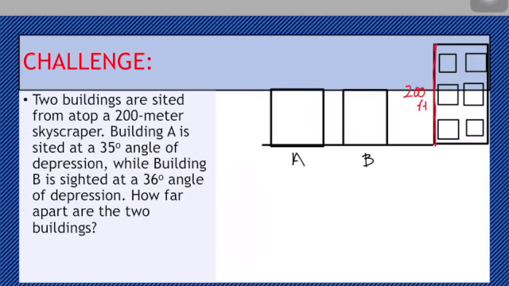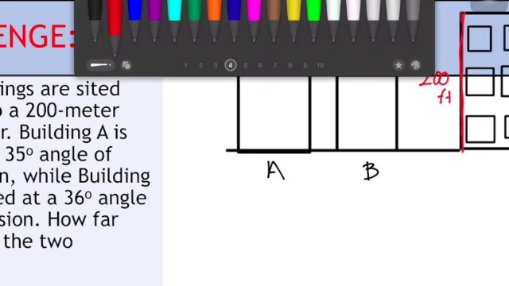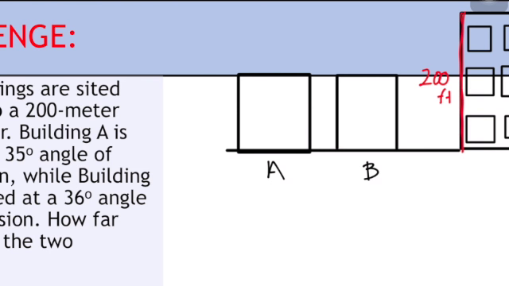It doesn't really matter. Okay, so building A is sighted at a 35-degree angle of depression, while building B is sighted at a 36-degree angle of depression. Okay, so for building A, from the top of the building, it looks like we're looking down at the floor of this building, right? So it looks like we're doing something like that. Okay, that looks good.